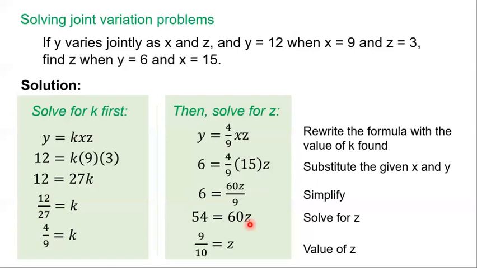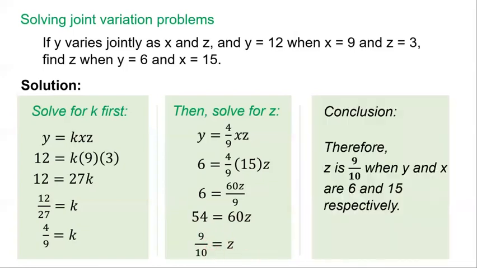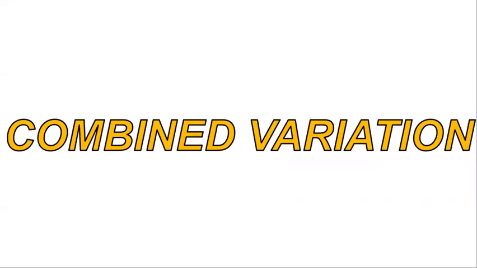Again, may option ka pa din na gawin itong decimal form sa 54 divided by 60. Pero in this example, in-express lang natin in lowest term yung 54 over 60. Kaya naman, we have z is equal to 9 over 10. Therefore, z is 9 over 10 when y and x are 6 and 15 respectively. So, si z daw ay 9 over 10 kung ang y ay 6 at ang x ay 15. And that is joint variation. Combined variation.